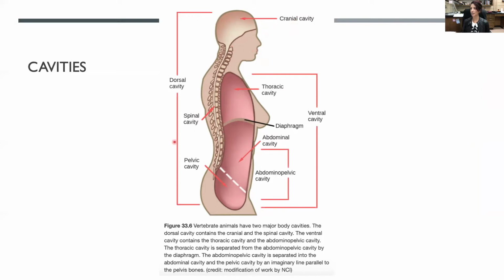And all of this on the backside is known as the dorsal cavity. Dorsal means back. You probably have heard this term before in terms of dolphins that have a dorsal fin. It's a dorsal fin because it's on the back side. So dorsal means back.